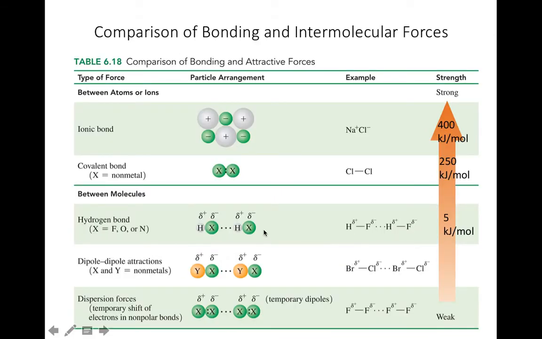So one thing to keep in mind, right? These bonding forces, like ionic bonds and covalent bonds, are much stronger than the intermolecular forces. Hydrogen bonding is the strongest intermolecular force, but that's much weaker than covalent bonds and ionic bonds. These are the bonds that hold a molecule together. These are the forces that hold separate molecules together. Hydrogen bonding is the strongest, dipole-dipole is somewhat less, and dispersion forces are the weakest.